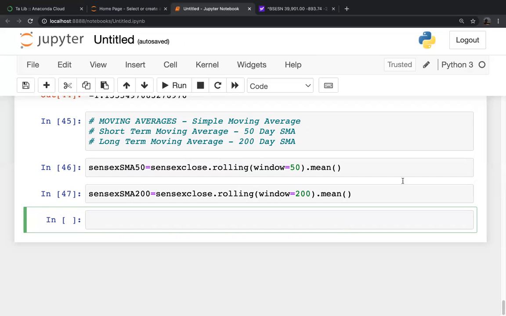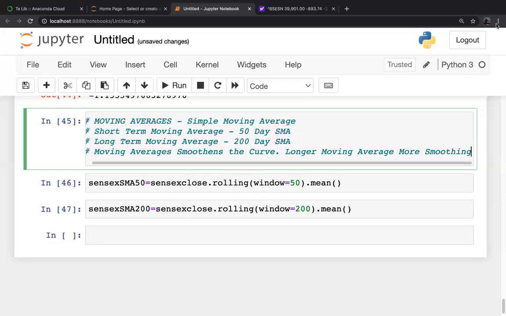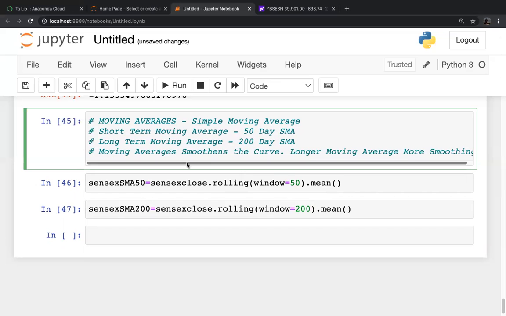See, the moving averages smoothen the curve. That is what you have to always understand. Moving averages smoothen the line, smoothen the curve. The longer the moving average, the more smoothing. Longer the moving average line, longer the smoothing. So this is very interesting in moving averages.